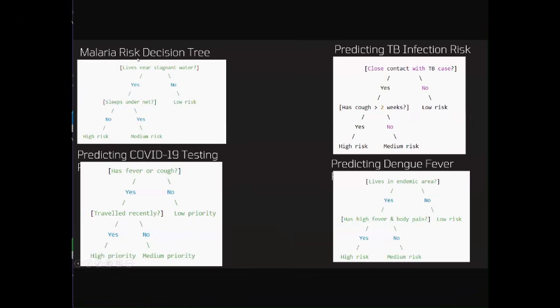malaria risk decision tree. It is a decision tree they use for contact tracing. During COVID-19, they were doing a lot of contact tracing. What did you think they were using for contact tracing? It's decision tree.